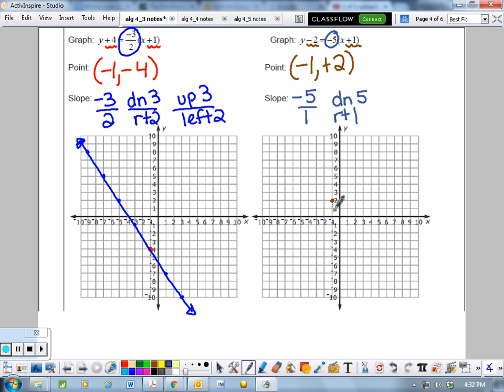So from here, down 1, 2, 3, 4, 5, right 1. Then I can also work backwards, up 1, 2, 3, 4, 5, left 1. And that gives me my line. Now the steeper your line, up or down, the harder it is to draw a good straight line. So anything like a cell phone or an edge of a notebook will help you draw a good straight line through there.